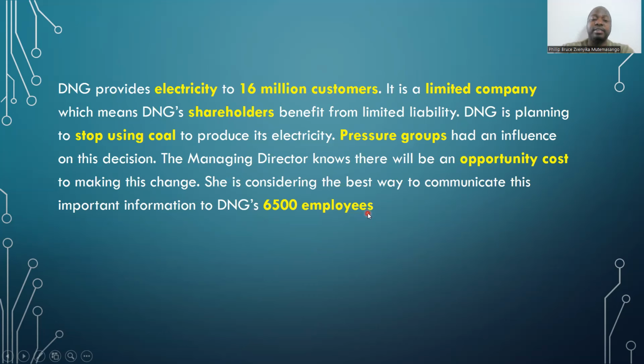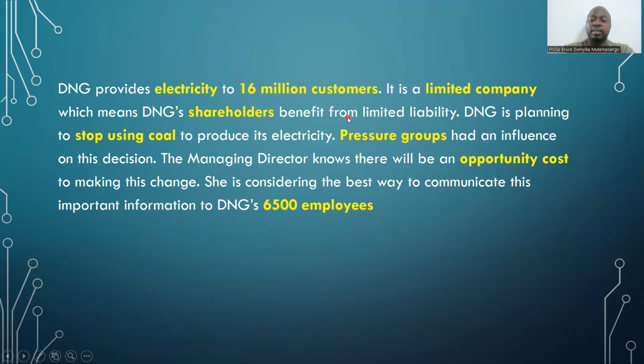So I always encourage my students to identify first the areas to be used or that they can use as application for part C, D, and E in some cases. So in such a case, their product they are providing is electricity. To how many customers? 16 million customers are benefiting from this. And also it is a limited company, which is owned by shareholders.